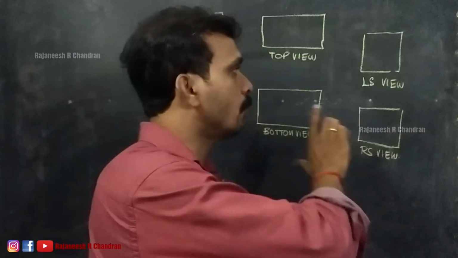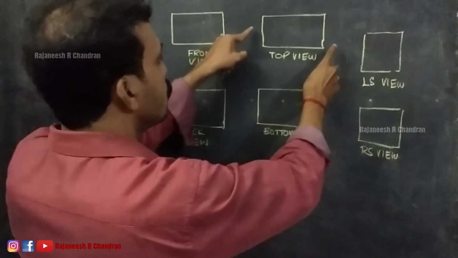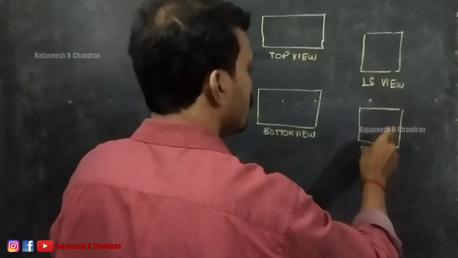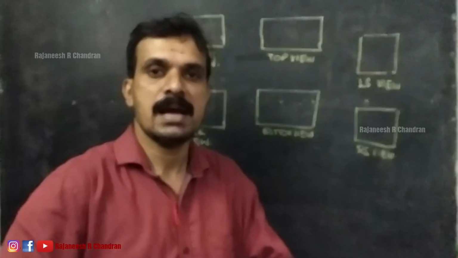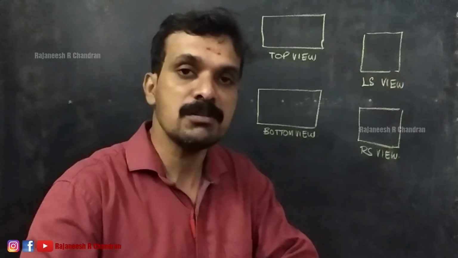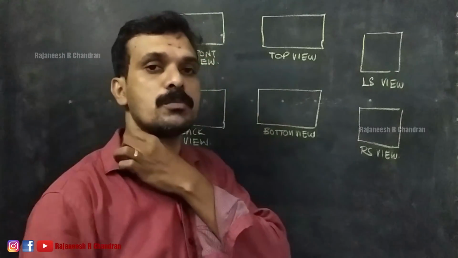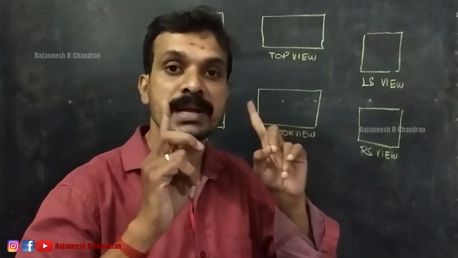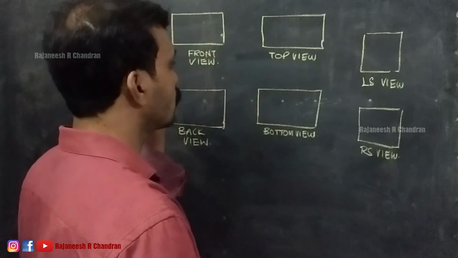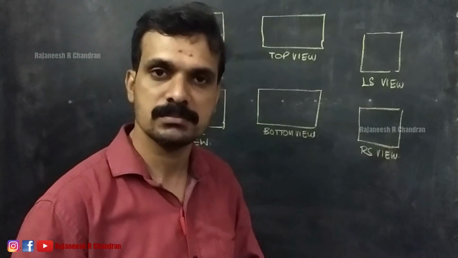So I hope all of you have understood these 6 images. Now listen. This is the front view, this is the back view, this is the top view, bottom view, left side view and the right side. So with the help of these 6 images, anyone who knows how to project an object can understand that these are the 6 views of a rectangular block, or these are the orthographic projections of a rectangular block, right?